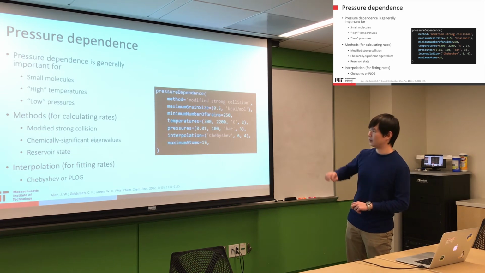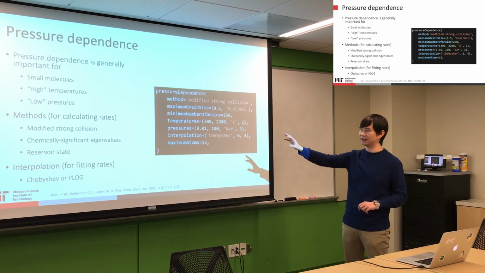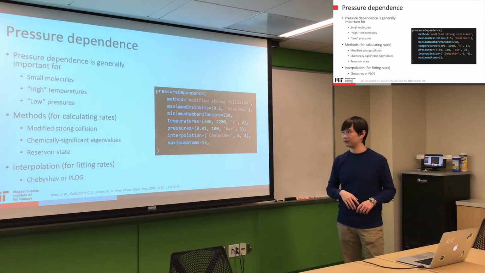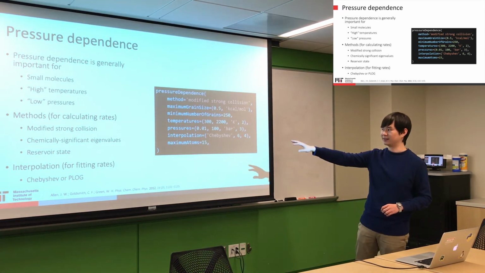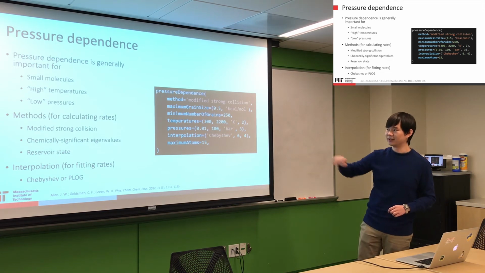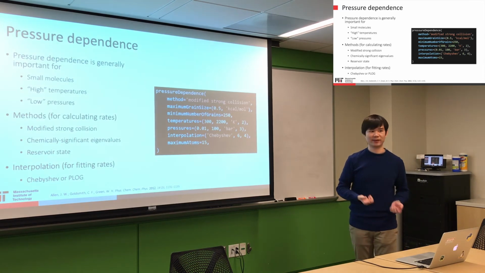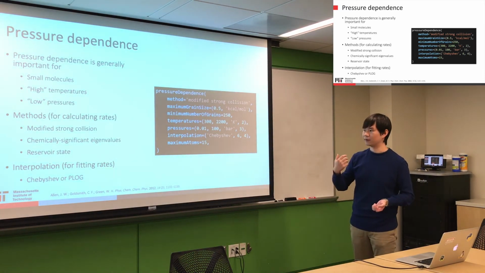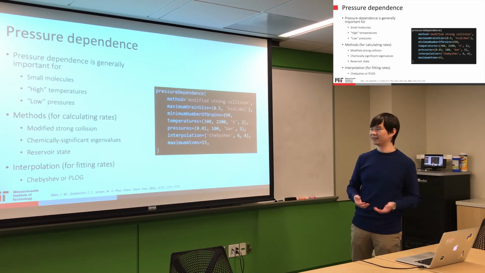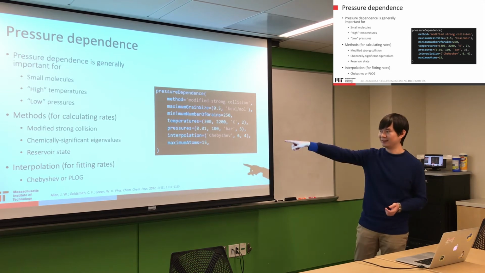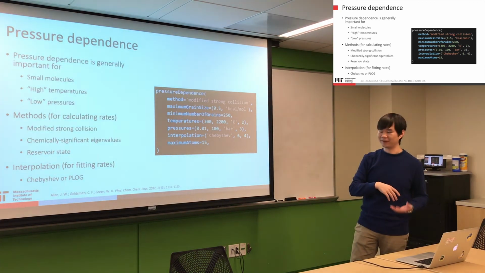The key arguments in this pressure dependence block are the method that you use to calculate the phenomenological rates for these reactions. There are 3 supported methods: modified strong collision, chemically significant eigenvalues, and reservoir state. Modified strong collision makes a ton of approximations, but it's the most robust method, which is why it's the default method for RMG simulations, because you're less likely to run into errors where it fails to calculate the rates. Chemically significant eigenvalues is the most accurate, I think, but the downside is that it often will fail.